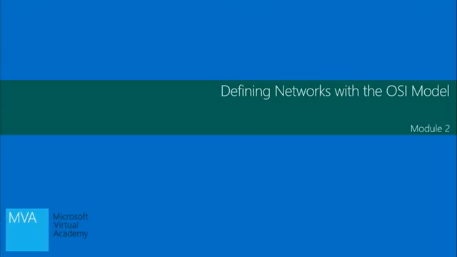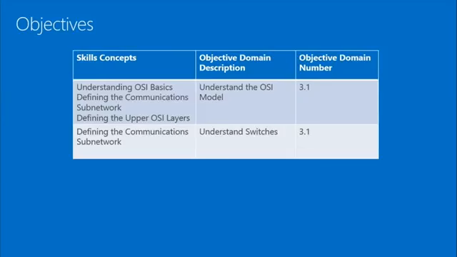We're going to dive right into our module 2. We're going to start talking about the OSI model today. Module 2, defining networks with the OSI model. Let's talk about skills and concepts for purposes of testing. The skills and concepts here are understanding OSI basics, defining the communications subnetwork, and defining the upper OSI layers.